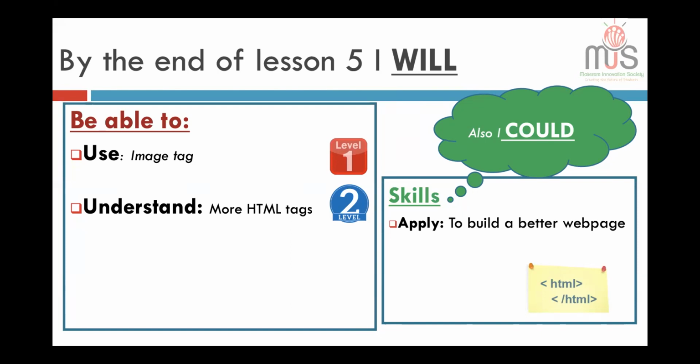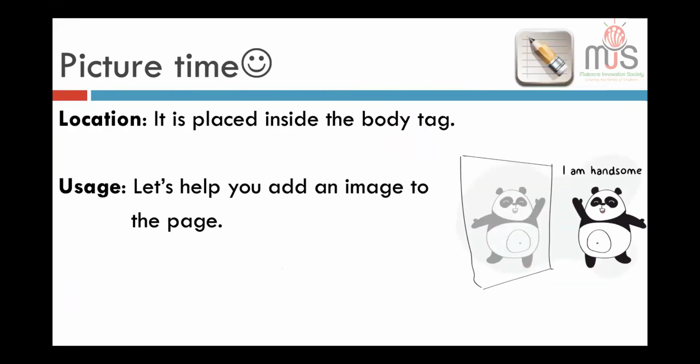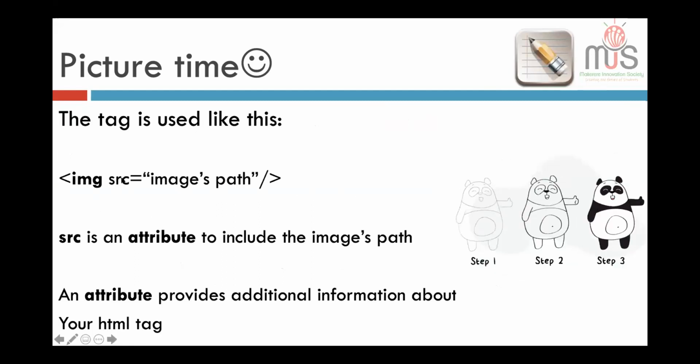Now let me show you what an attribute looks like using the image tag which we studied a few days ago. We said the image tag is used like this. We say image, then the source. The source is an attribute to include the image's path. The definition of an attribute is that it provides additional information about your HTML tag. Just like we had additional information inside the image tag, we are going to have additional information inside other tags. So let me share my new PowerPoint that we want to use today.